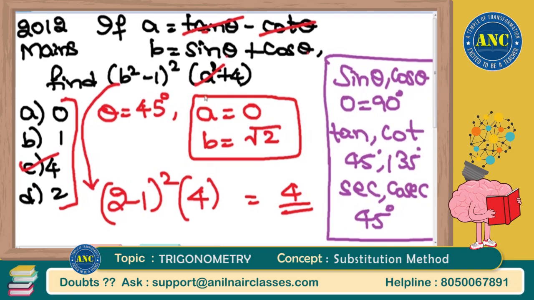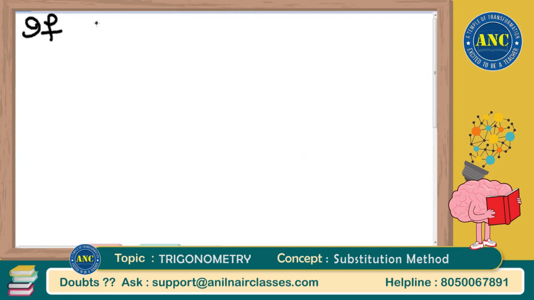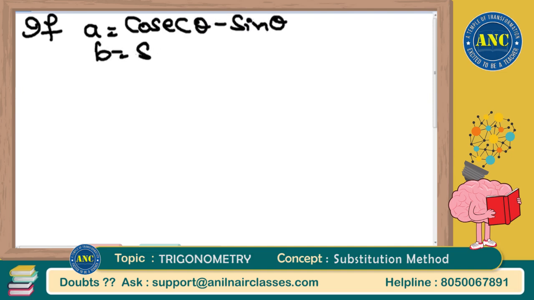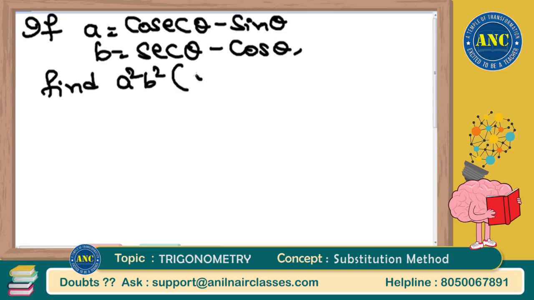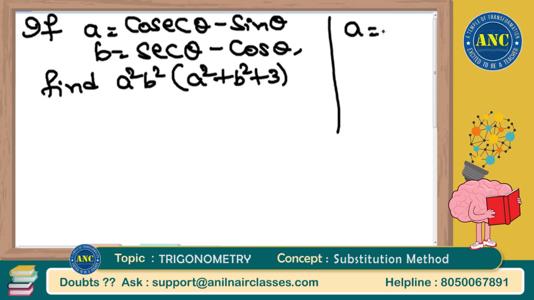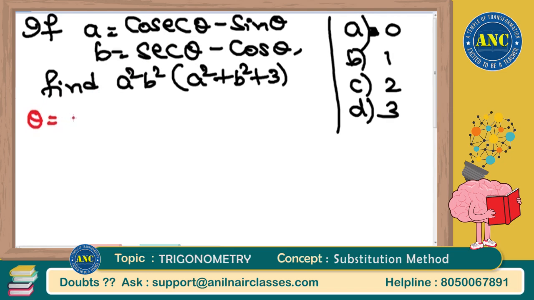Again, a similar kind of question, sir. Try to tell this answer very fast. If A is cosecant theta minus sin theta, B is secant theta minus cos theta, find the value of A square B square into (A square plus B square plus 3). Options are 0, 1, 2, 3. Again, option does not have angle. So cosecant and secant, all those things, best value to put is 45 degrees.